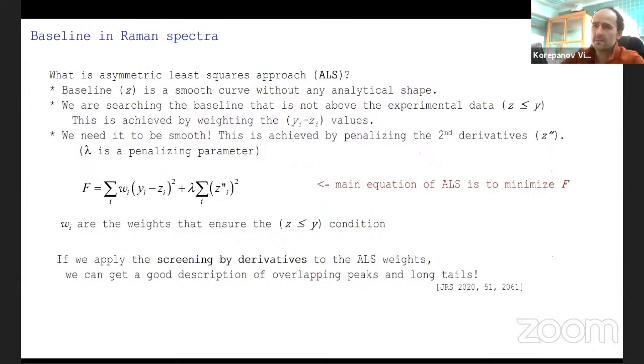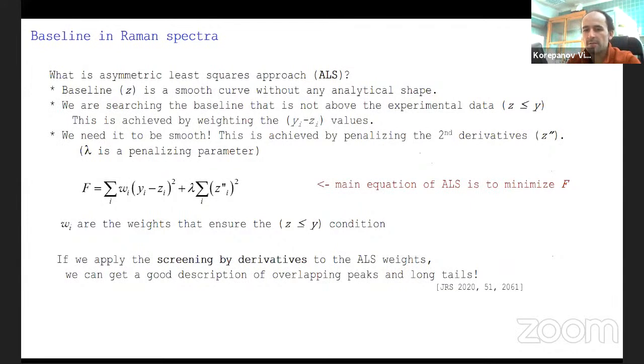So we search for the baseline as a smooth curve, and we do not try to impose any analytical shape, like for example in polynomials or in spline approaches. In this algorithm, we do not impose any analytical shape on this curve, and we are searching for the baseline which is not above the experimental data, which is natural. So in terms of equations, it means that we can apply some kind of weighting to the difference between the calculated baseline and experimental data. And the final thing is that the baseline needs to be smooth.